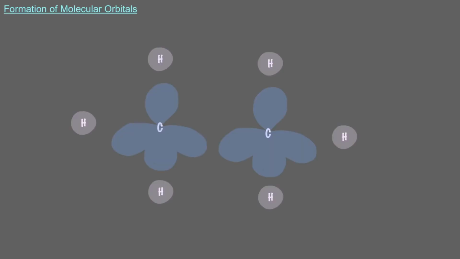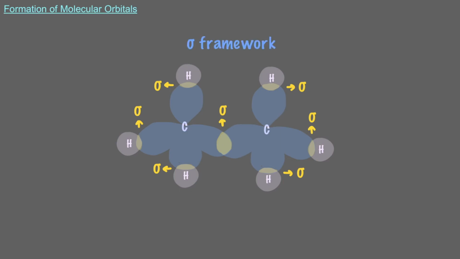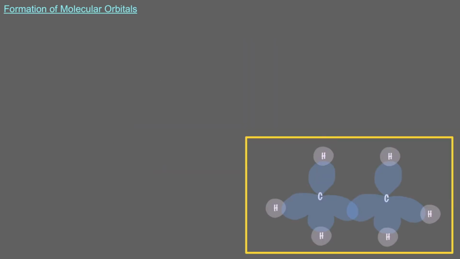Let's set up all of the overlaps. Each of these, the one between the carbon sp3 and the other carbon sp3, and all 6 of the overlaps between sp3s and hydrogen 1s orbitals, will make sigma molecular orbitals. These overlaps tell us that there's a sigma molecular orbital. We call a sketch like this, showing the valence atomic and hybrid atomic orbitals and their overlaps, the sigma framework. Time to finish things off for this molecule.